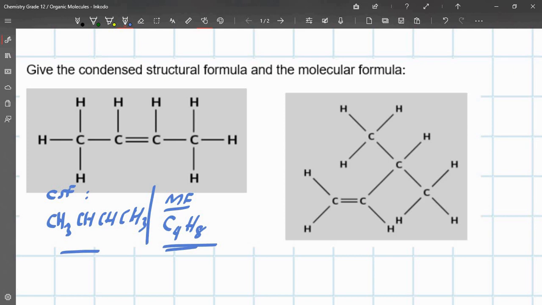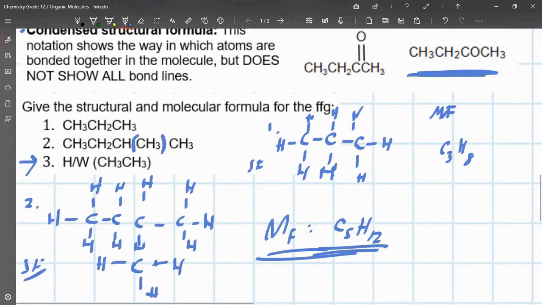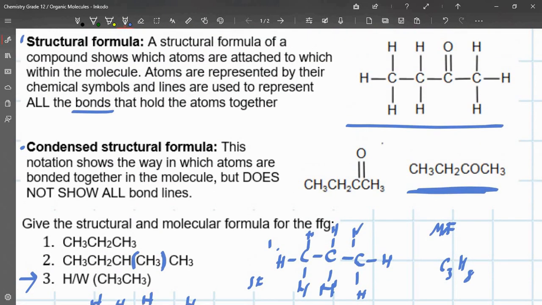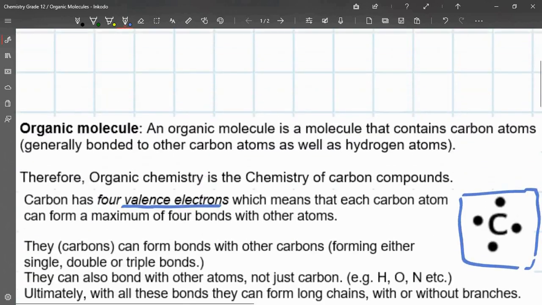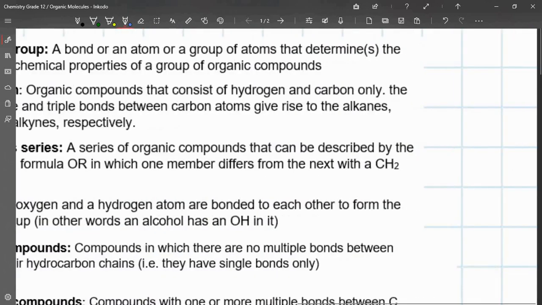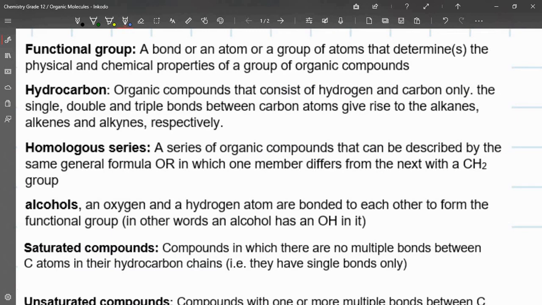I'll leave this one for you to do as homework. Just note that there should be something in the bracket, it looks like something's attached there, but I'll leave that for you to figure out yourself. Right, so that's a bit about structural formula, molecular formula, and condensed structural formula. You should know all of these and be very familiar and comfortable using them. Let's move on now to a couple of definitions, and then we're going to naming of different compounds.